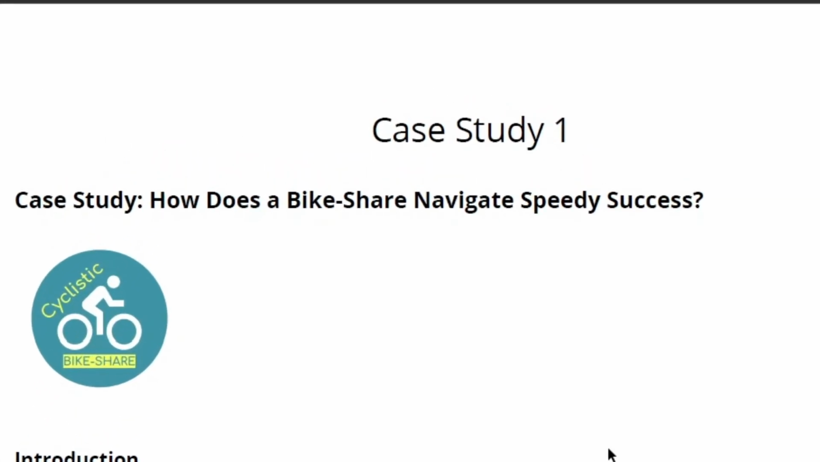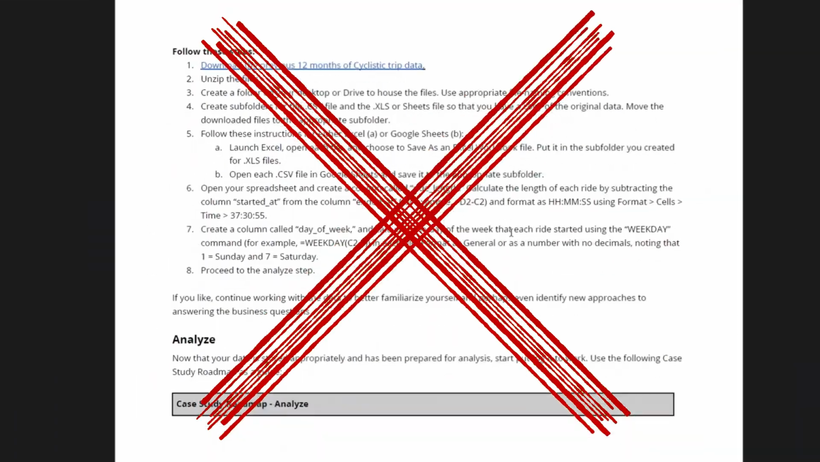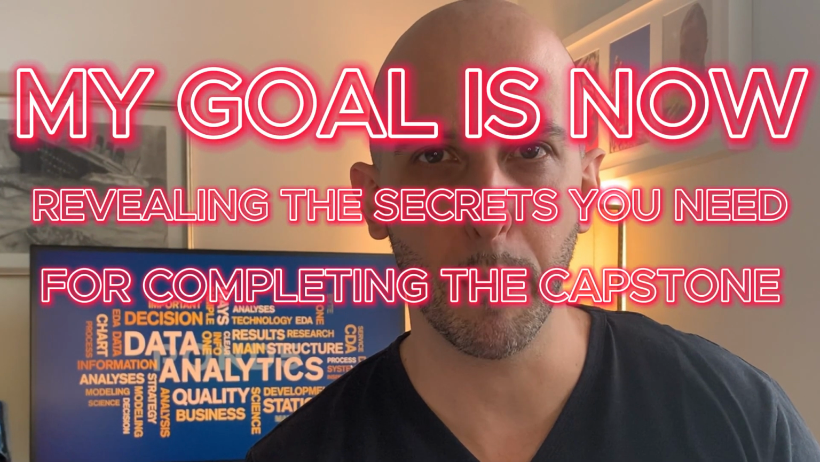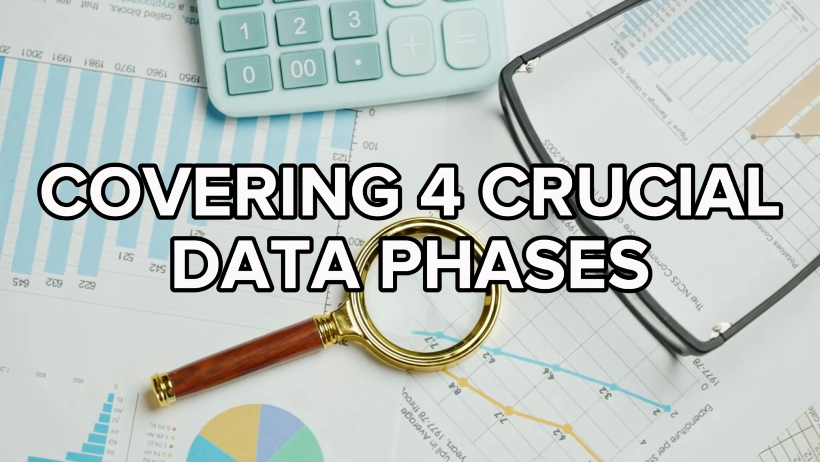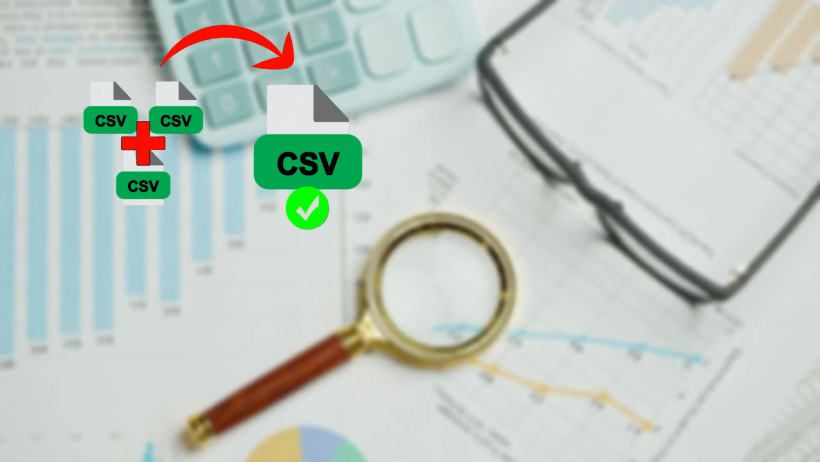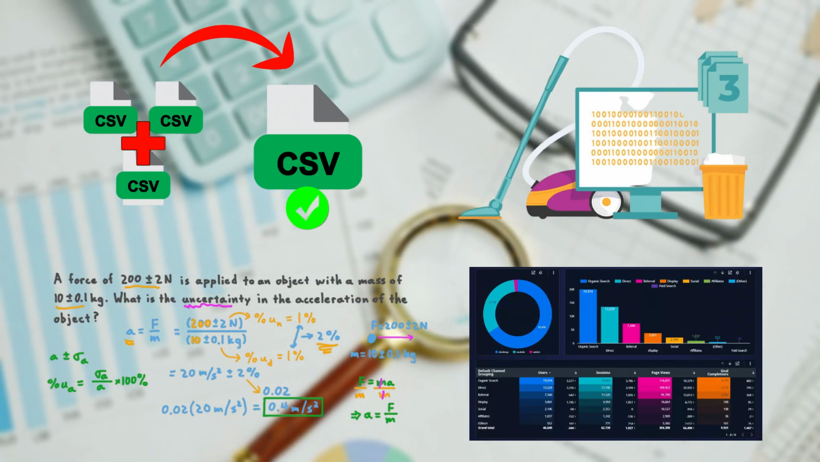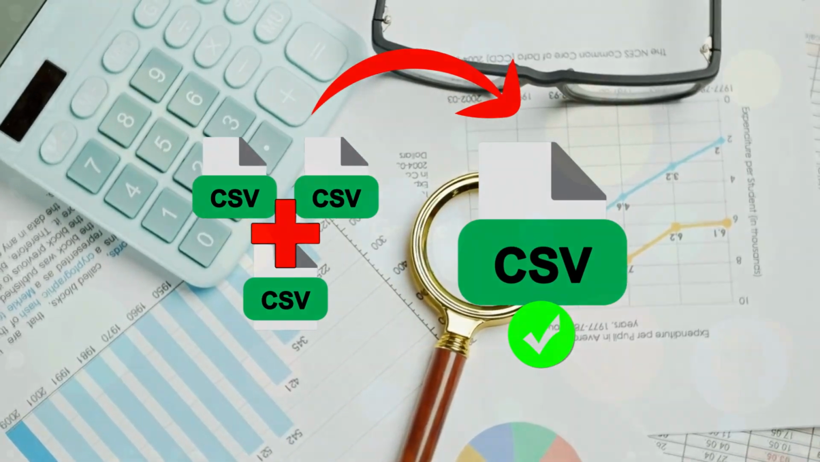Completing it wasn't easy, because the Capstone case study was poorly explained and not as clear as it should have been. My goal now is revealing the secrets you need for completing the Capstone successfully and quickly, covering 4 crucial data phases: the merging process, the cleaning process, the analysis process, and the visualization process. Let's start with the first phase, the merging process.